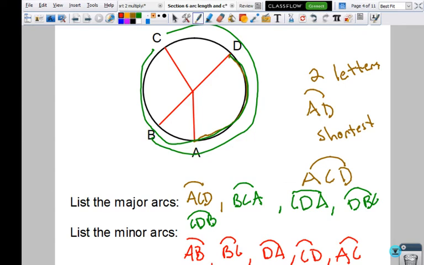Can we get the smaller ones listed over the bigger ones? Yeah, just list small arcs and big arcs. So just keep in mind, when it's only 2 letters, it's always the shortest distance. With 3 letters, though, you follow the letters.